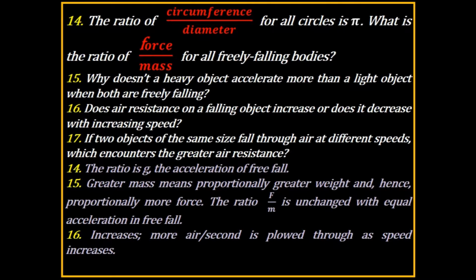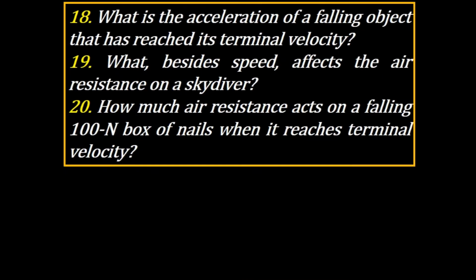The question is, does air resistance on a falling object increase or does it decrease with increasing speed? It increases. The faster it goes, the more molecules it hits, the greater the pressure. The greater the pressure, the greater the force, the greater the upward force, the greater the air resistance. If two objects of the same size fall through air at different speeds, which encounters the greater air resistance? The faster falling object, because the faster you're going, the more molecules you're going to hit, the greater the pressure, the greater the force per unit area. So the greater the speed, the greater the pressure, the greater the force, etc.